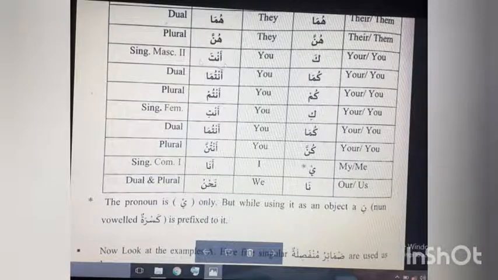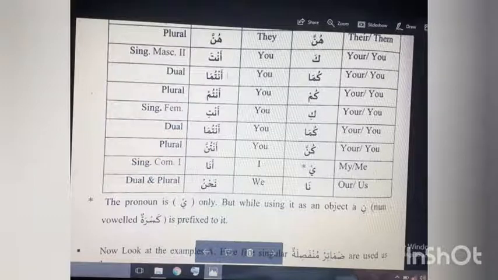Anta becomes, for example, anta talibun, you are a student. Now I will attach this detached pronoun anta with any noun. I will say, for example, kitab plus anta becomes kitabuka. Antuma, kuma. Antum becomes kum, anti becomes ki, antuma becomes kuma, antunna becomes kunna, ana becomes ya. Suppose ana talibun, I am a student. And when I relate any noun to this pronoun, kitab plus ana becomes kitabi. So ana changes into ya. Nahnu changes into na.